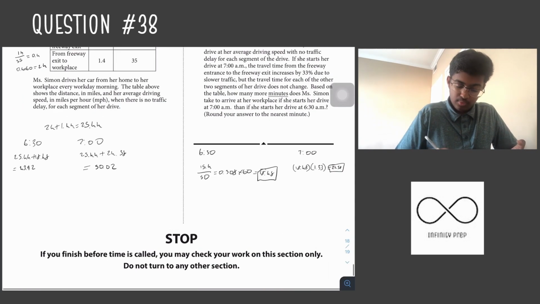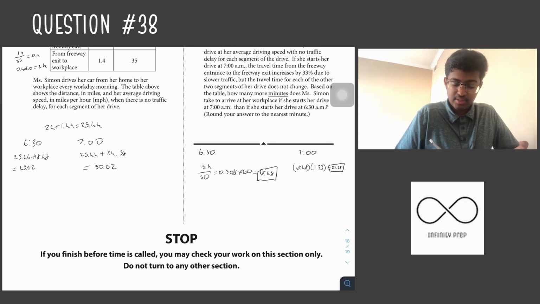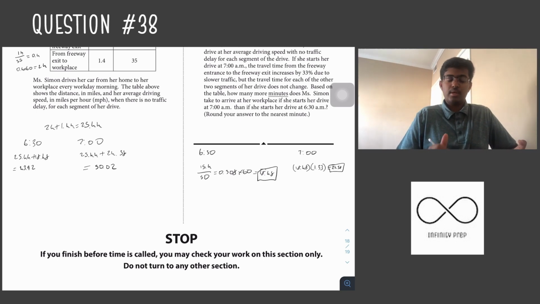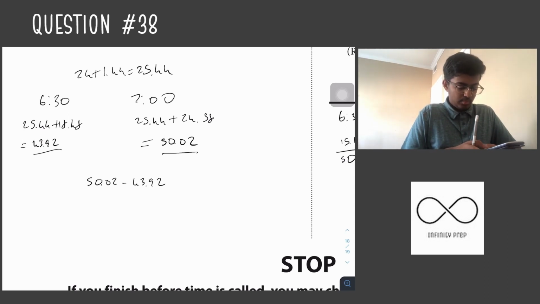Now it's asking for how many more minutes Miss Simon takes to arrive at her workplace if she starts her drive at 7 a.m. than if she starts at 6:30 a.m. So we need to find the difference between these two values right here. So 50.02 minus 43.92. When we put that into the calculator, we get 6.1. That's our final answer.